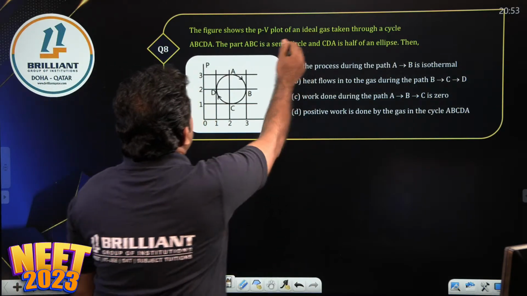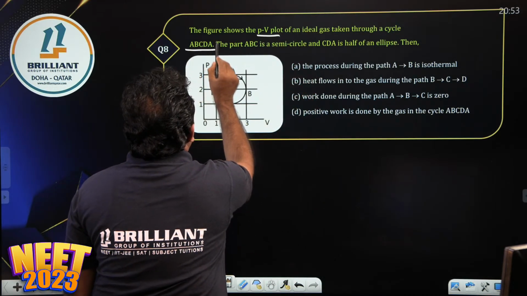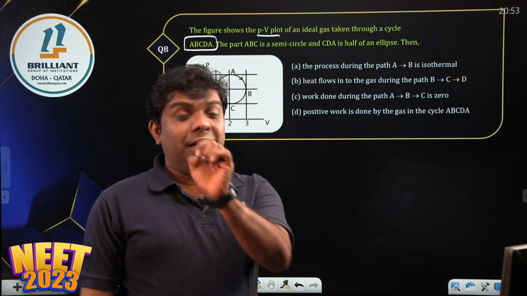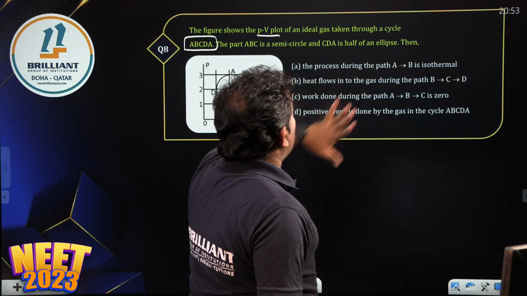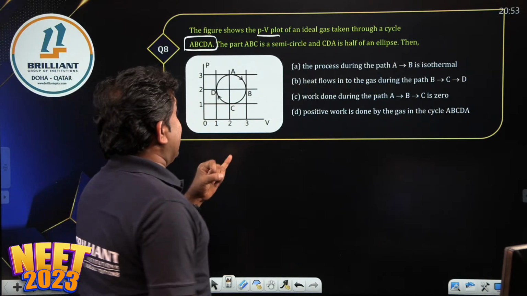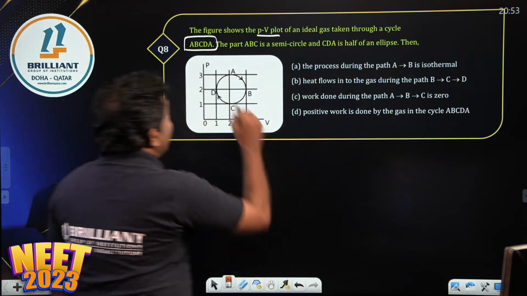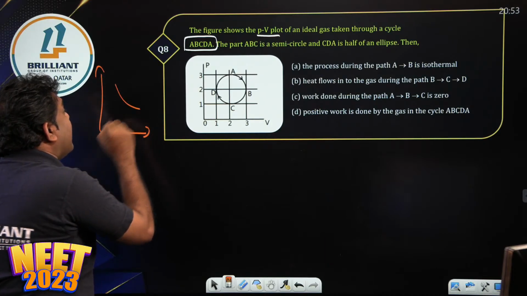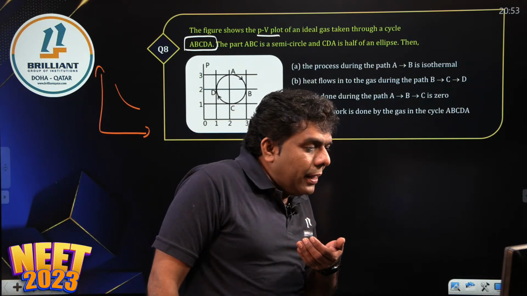Look, the figure shows a PV plot of an ideal gas taken through a cycle ABCDA. Each point we can consider. First one, the process during the path A to B is isothermal. We are checking whether A to B is isothermal. We can say the process A to B is not isothermal, because an isothermal graph is like this. It should be open upward.